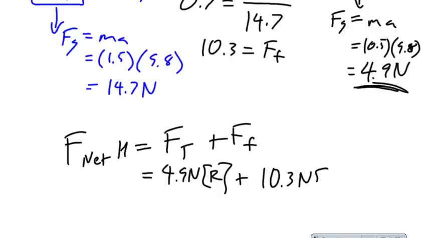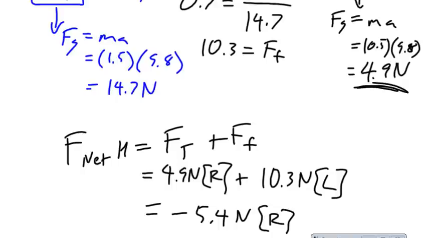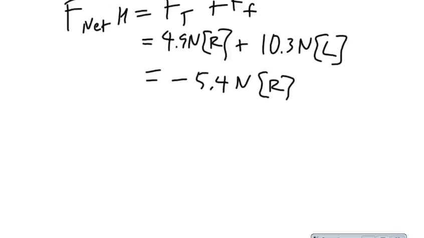Since friction only works when something is moving, we can say that this cart will give us a negative, which would be 4.9 minus 10.3. So we've got negative 5.4 newtons to the right. This doesn't make sense. Friction doesn't cause something to move backwards. So as a result, this cart does not move.